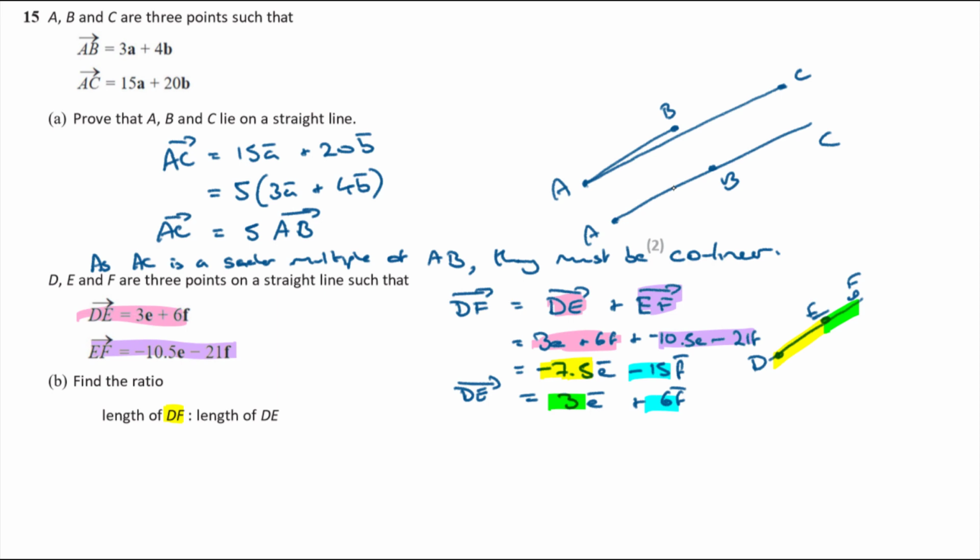And if you think about it, then this one up here is scaled up by a factor of 2.5. So if I multiply DE by 2.5, or negative 2.5, I guess, I would get vector DF, wouldn't I? Because 3 times 2.5 is going to be 7.5, and 6 times 2.5 is going to be 15. So then the ratio of the length of DF to DE is going to be 2.5 times as much, isn't it? So it's 2.5 to 1, I guess, which I suppose is the same thing as 5 to 2.